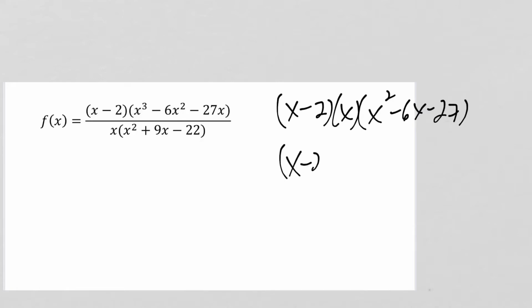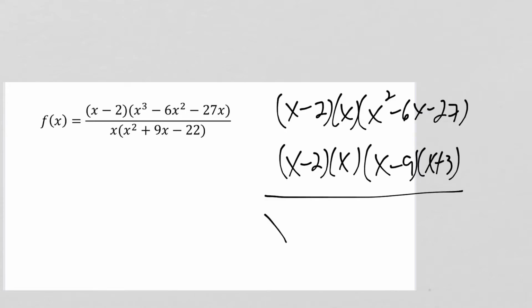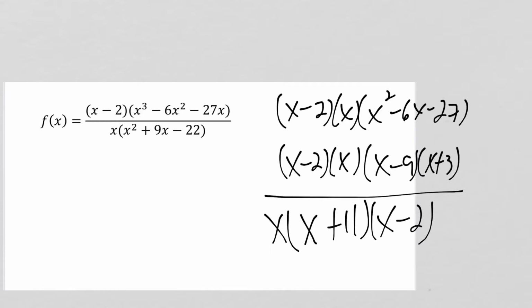So we have x minus 2 times x minus 9 times x plus 3. So now this is fully factored. And then now we can factor this denominator. We have x already, and then we have x plus 11 times x minus 2, right? So now this is our fully factored function.